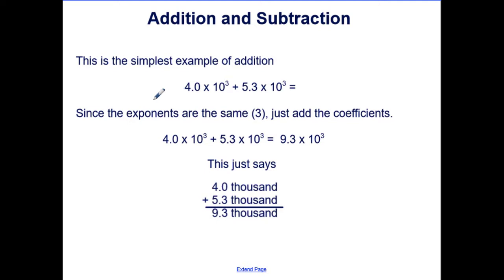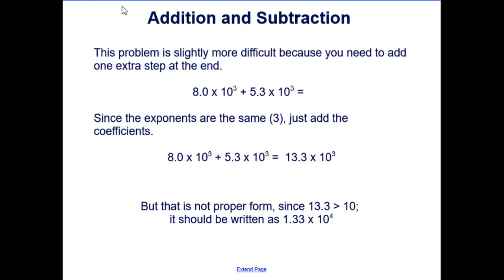The simplest example of addition would be 4.0 times 10 to the third plus 5.3 times 10 to the third. Since the exponents are the same, they're both a 3, right? We have 10 to the third, 10 to the third. We're just going to add the coefficients. So here we would want to add 4 plus 5.3, which gives us 9.3, and the exponent would stay the same as a 3. This is just saying that 4.0 thousand plus 5.3 thousand equals 9.3 thousand.